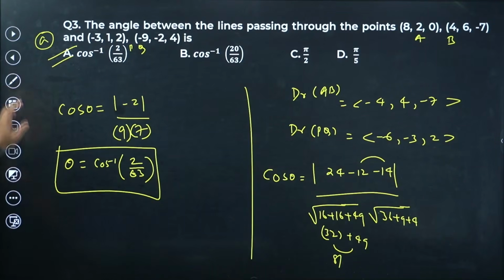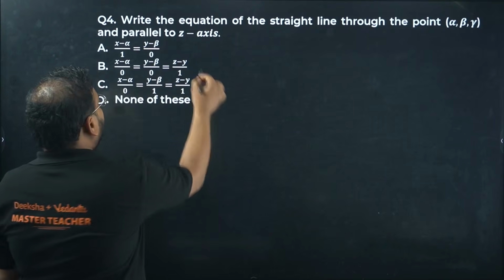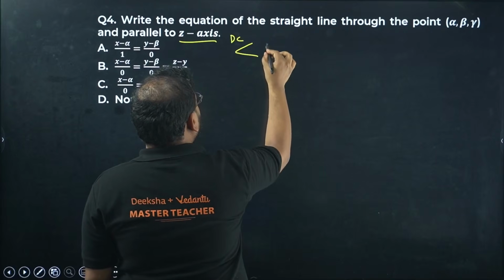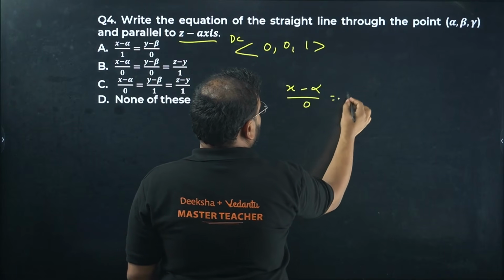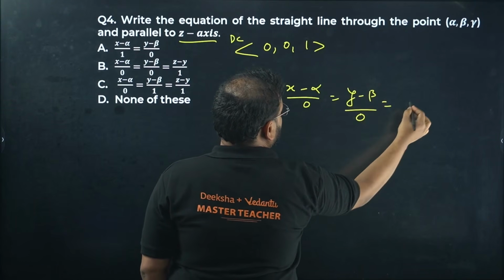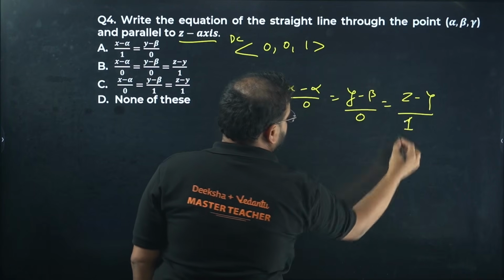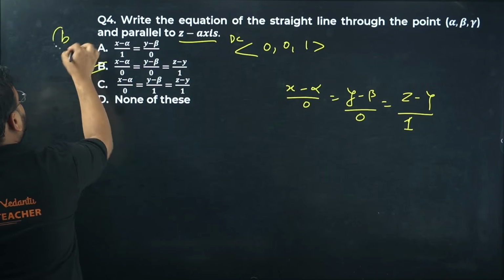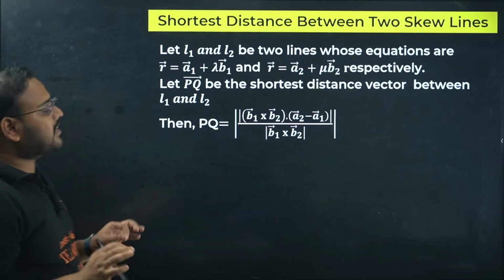Yes? Clear? Moving on. Write the equation of the straight line through the point alpha, beta, gamma parallel to the z-axis. The DCs for the z-axis are 0, 0, 1. So we have (x minus alpha) by 0, (y minus beta) by 0, and (z minus gamma) by 1. What do we have? 0, 0, 1. Option is B. Done.